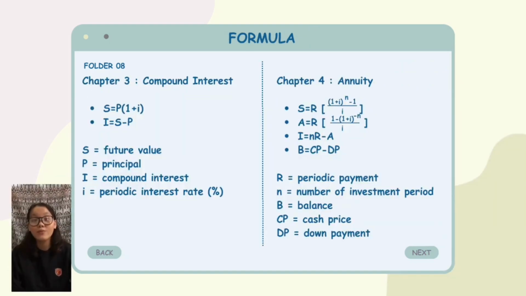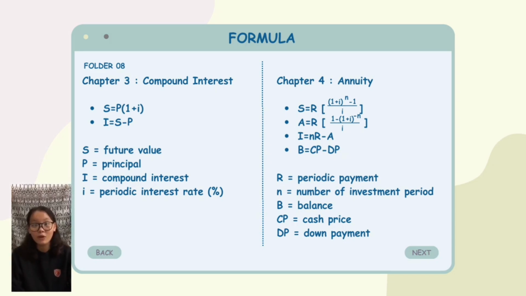So we have come to the end of our presentation, and before we end, I will give a brief explanation about the formulas used to solve the case studies. We're going to start off with chapter 3. The formulas used for chapter 3 are S equal to P bracket 1 plus I bracket, and the second formula is I equal to S minus P. These formulas are used to find S and I. S can be referred to as future value, while I is referred to as compound interest.